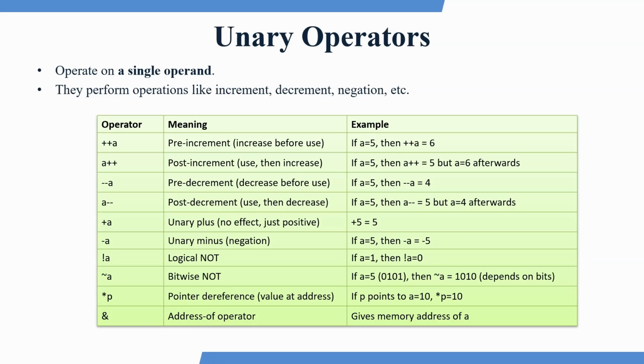The next one is the unary operator. For example, plus plus a is a pre-increment operator. A plus plus is the post-increment operator. Minus minus a is pre-decrement. A minus minus is post-decrement. Plus a means unary plus. Minus a means unary minus.